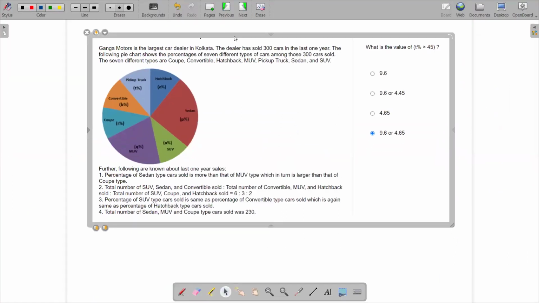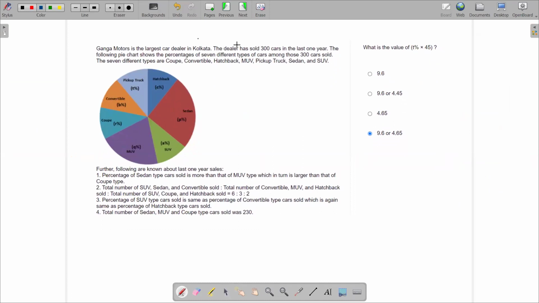Some basic reading I will do. Ganga Motors is the largest car dealer in Kolkata. The set is from SIMCAT one. The dealer has sold 300 cars. The following pie chart shows the percentage of 7 different types of cars out of these 300. And some information is given. So let us interpret the data a little bit.